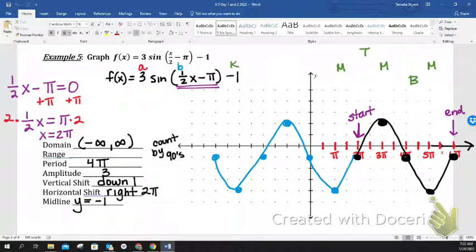-4. And the highest y value is 2. And that gets a bracket. And that is example 5.